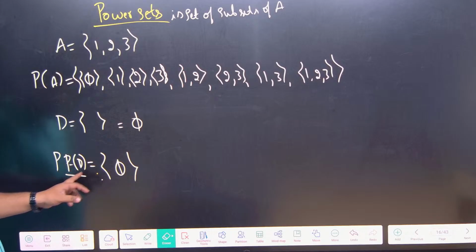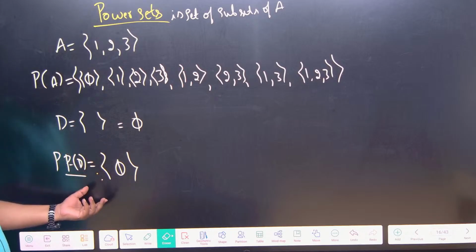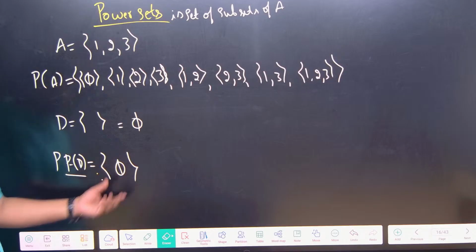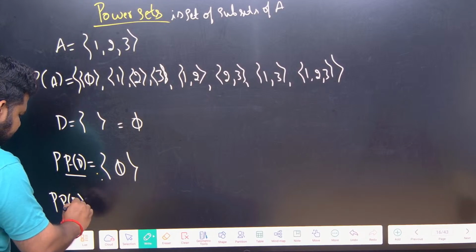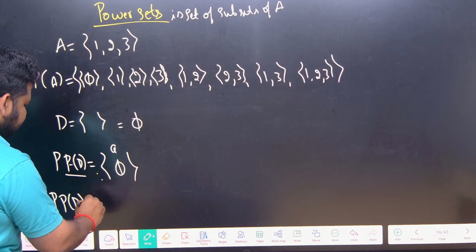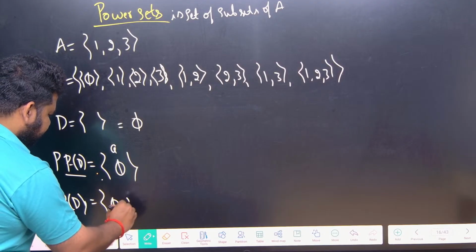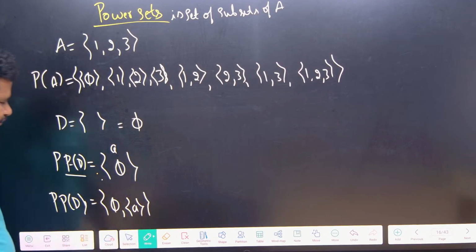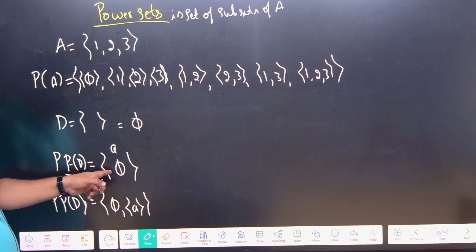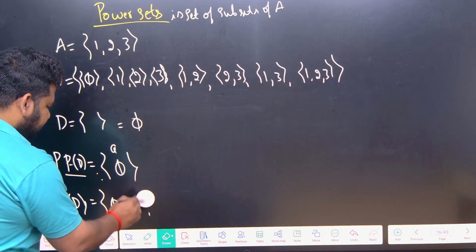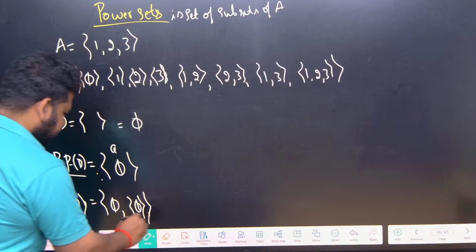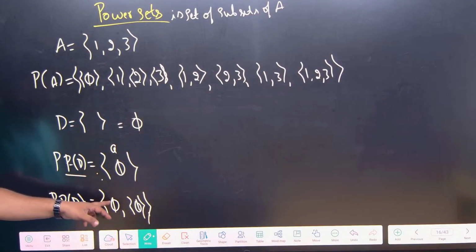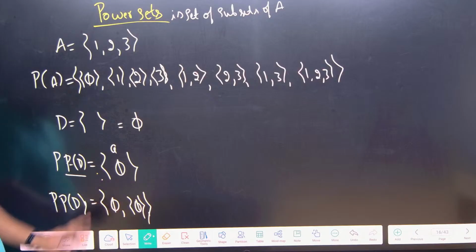Now, power of D. Nothing is there means I should write first 5, then this element. If I treat this as A, this will become 5 subset of A. This is what I will have, power of A. This A is nothing but set of 5 here. So, this will become 5 set of 5, this entire thing under set. So, power of D I will get as 5 set of 5.